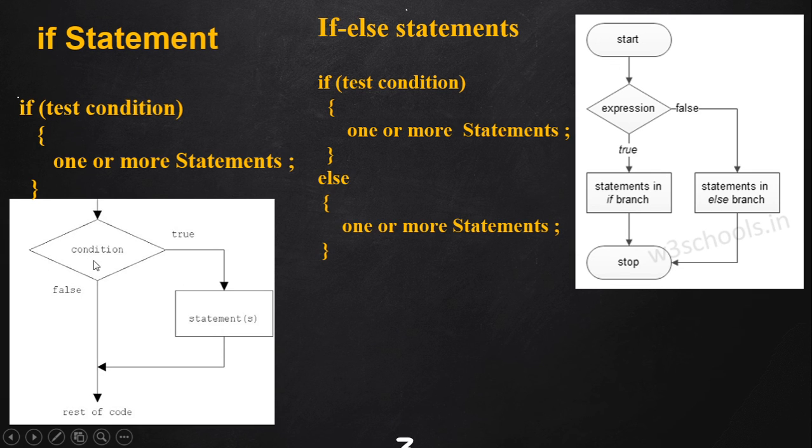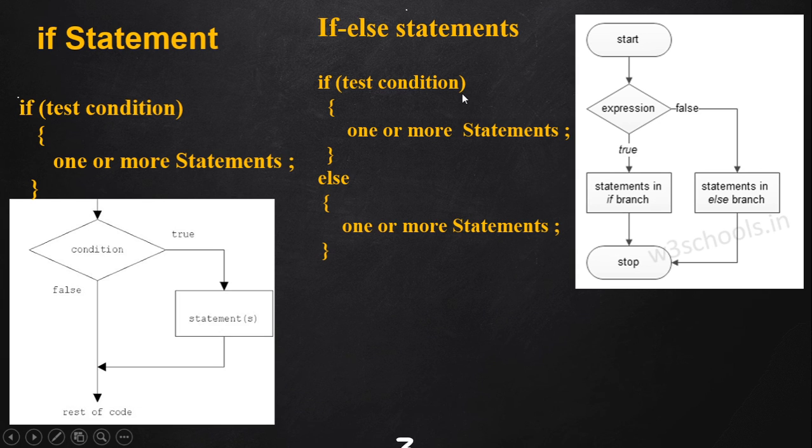If the condition is true, we need to execute a set of statements and go for the execution of the remaining or rest of the program code. If the condition is not true, skip this body and directly go for the execution of the rest of the program code. This is the flowchart of the if statement.